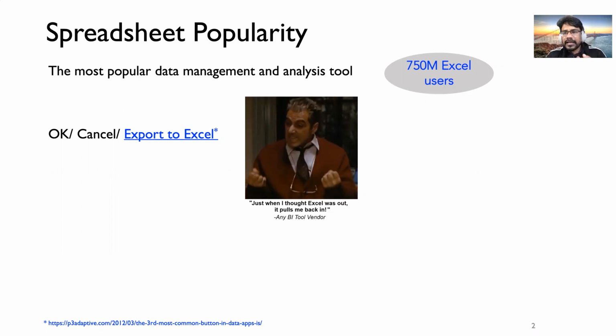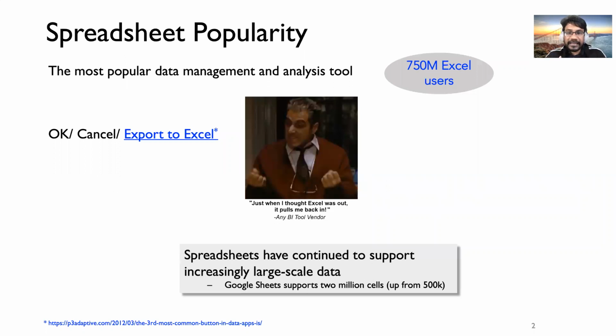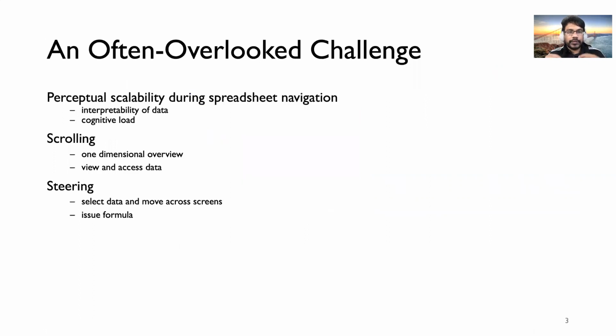In recent years, these systems have stretched to support increasingly large-scale data. For example, Google Sheet have increased their scalability limit by 4 times than what it was before. However, with the increase in scale, an often overlooked challenge with the system has been magnified. We call the challenge perceptual scalability, which refers to users' difficulty in interpreting a collection of records due to cognitive burden. Specifically, we focus on the challenge of navigating spreadsheet data.